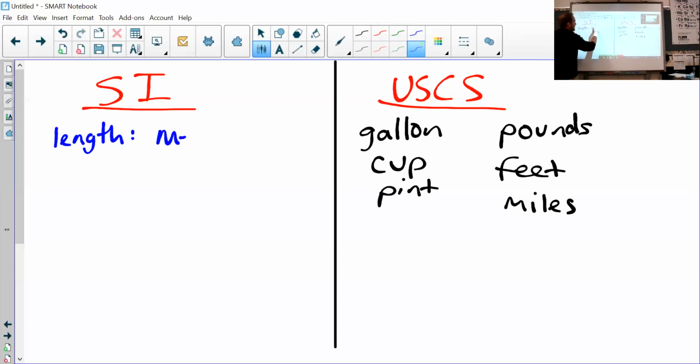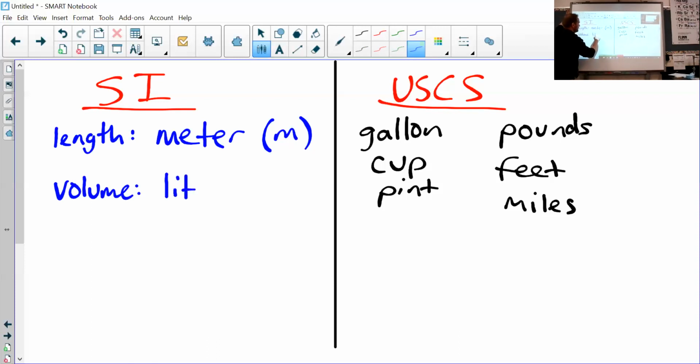is the meter. And I want you to write down not just the word, but the abbreviation, the symbol for it. And this is going to be a lowercase m, not a capital M. The SI base unit for volume, think about it. I'll bet you know this. It's the liter, which is a capital L.